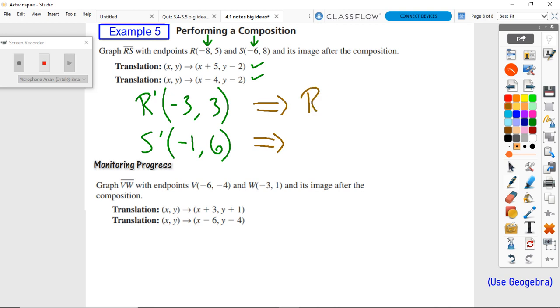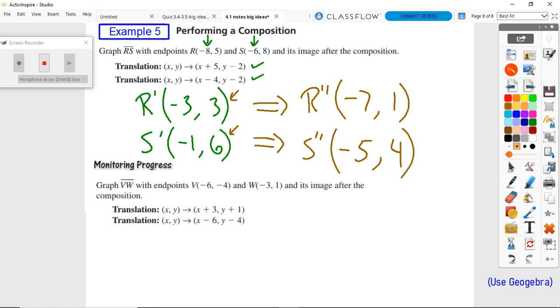Our double prime. Now here's the thing. It's from this point and from this point. So that's where we take our second step. Second step says subtract 4. So I was at -3. Now I'm at -7. Y values drop 2. So drop 2 more. There's our double prime. And then S double prime, from -1, I got to drop 4. So that puts me at -5. And then from 6, I got to drop 2 more. So that puts me at 4. So there would be your image after the composition of translations. All right? So slide it and then slide it again. You don't even need to grab it.